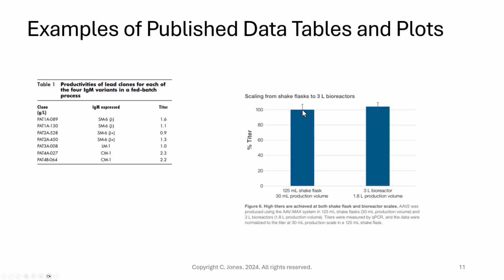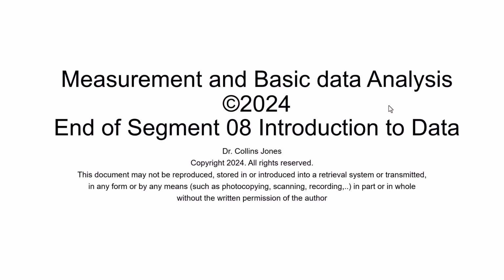And what you can't see here is, in real life, the error bar not only goes above, but it goes below. So these two are essentially, there's not much different in titer whether we're producing our AAV virus in a shake flask or in a 3-liter bioreactor. So just trying to illustrate what some real life tables and graphs and charts look like. And that is the end of segment 8.